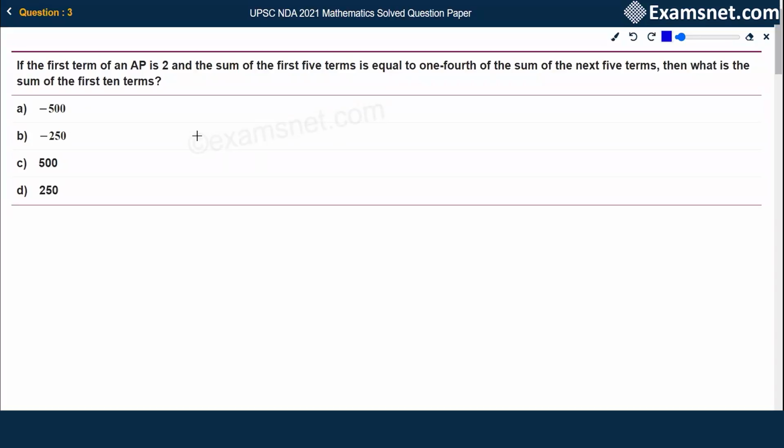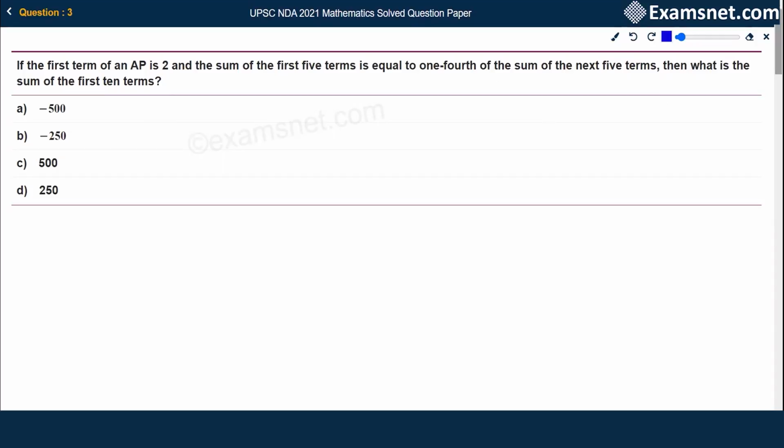It is given in question number 3: if the first term of an AP is 2 and the sum of the first 5 terms is equal to 1/4 of the sum of the next 5 terms, then what is the sum of the first 10 terms?